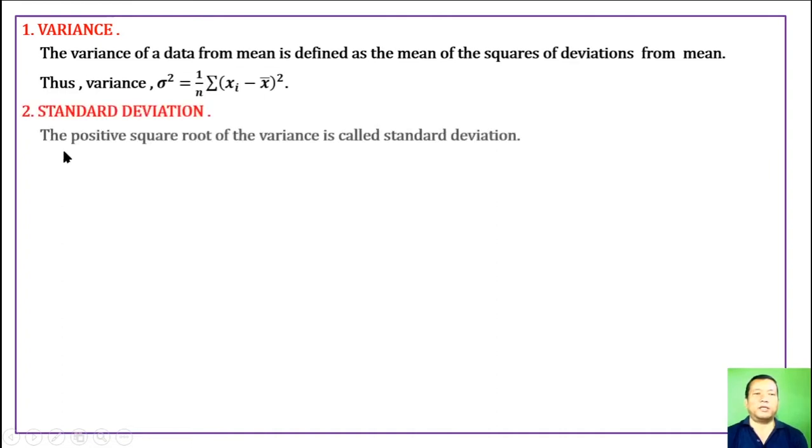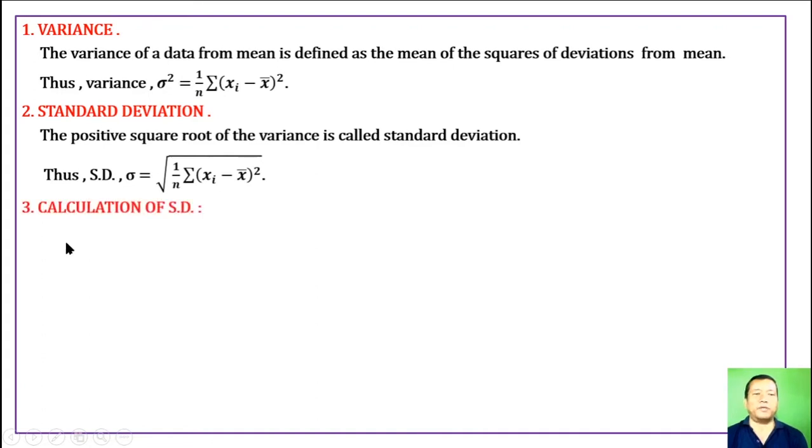Standard deviation. The positive square root of the variance is called standard deviation. Thus, standard deviation is denoted by sigma only, which is equal to the positive square root of 1 by n times the summation of xi minus mean whole square.